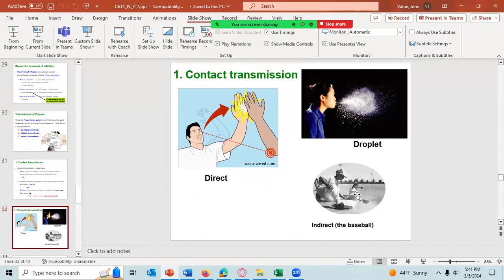Direct: the high five, handshake, hand-to-hand touching. Indirect: the baseball having the disease-carrying organism, and then the catcher picks it up with that hand, getting the disease-carrying organism on that hand, and then usually the hand will touch a mucous membrane in the face and then infect the catcher. Any question about any of that?